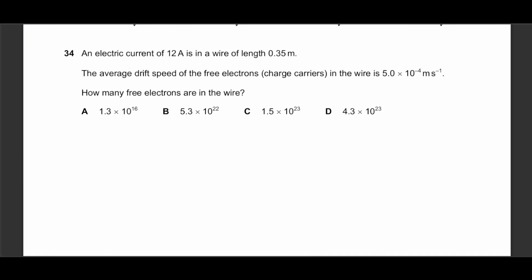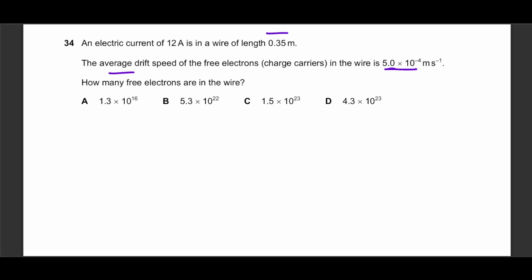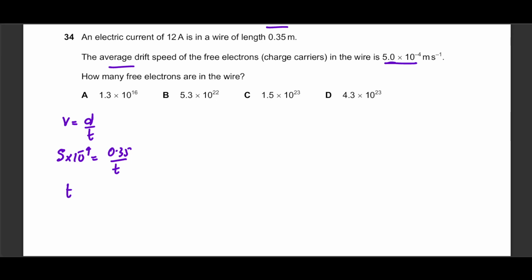Question number 34. An electric current of 12 amperes is going through a wire of length 0.35 meters. A velocity is given. How many free electrons? So let's try to find this out. First, speed equals distance over time. Speed is 5 times 10 to the power minus 4. Distance is 0.35. Let's see how much time they spent in this length of wire. The time they spent in this length of wire was 700 seconds, quite a long time.